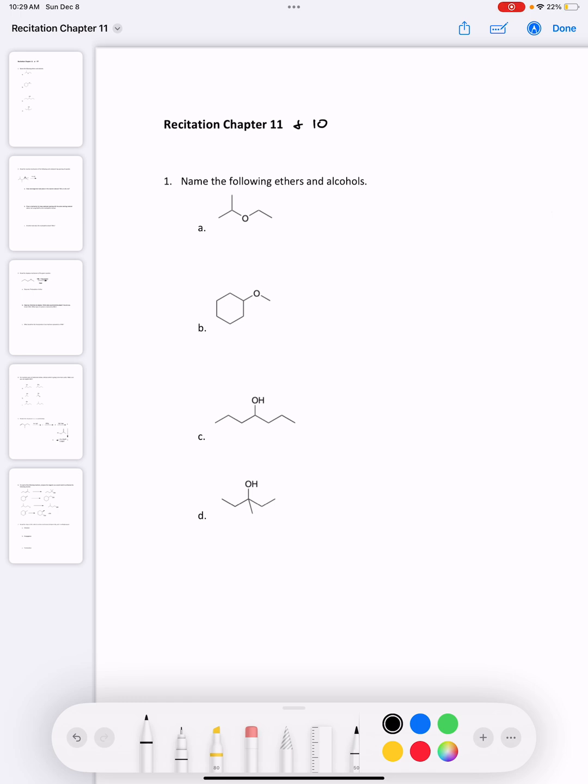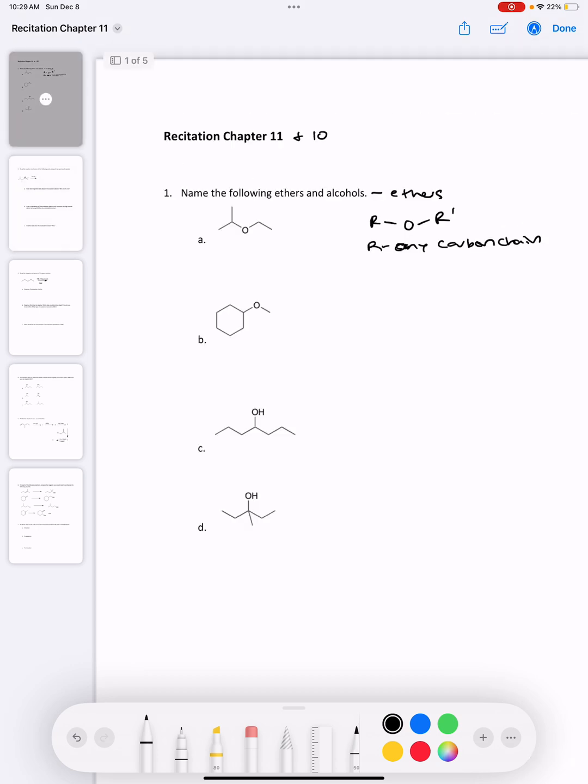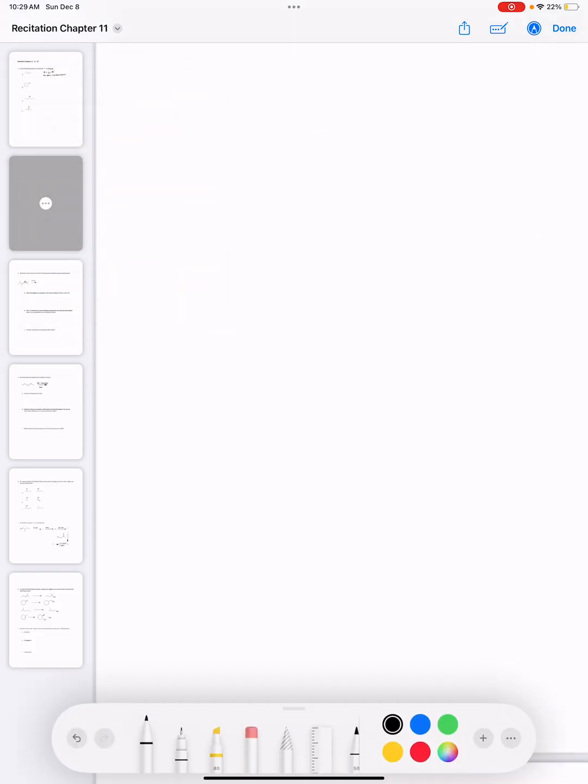So I'm going to start this first question by thinking about how do we name ethers and alcohols. I'll start with ethers. There's two ways. One is where we have an ether like this, and remember R just stands for any carbon chain because there's not an R on the periodic table. So actually, let me put this on a fresh sheet. So we have an R, and R means any carbon chain.